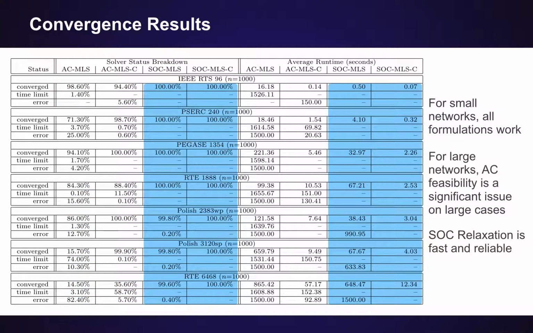Now, in contrast, the second order cone relaxations are converging almost 100% of the time. There's maybe 0.5% of cases where the mixed integer version doesn't converge, but they're quite reliable. And then if you look at the runtime, it's actually quite fast.